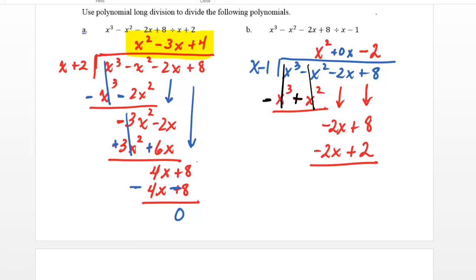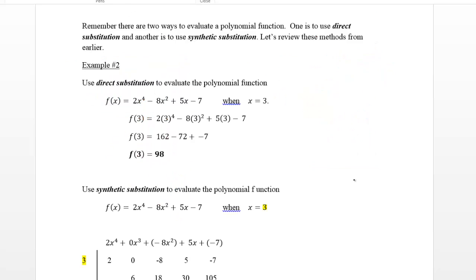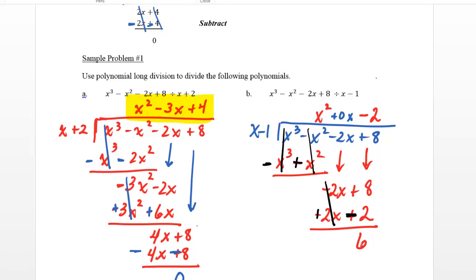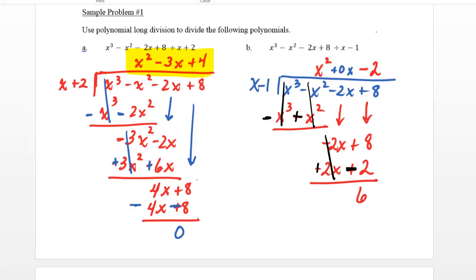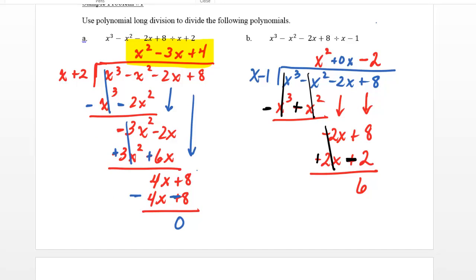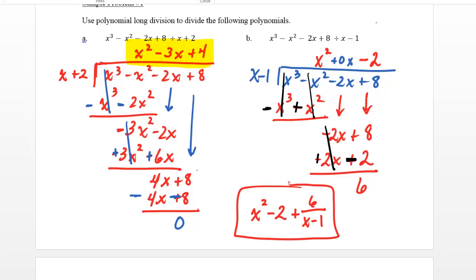Now I'm going to subtract this, so I have to negate everything. And so when I do that, the 2x's cancel out, thus leaving me a 6. Now, this is a remainder of 6, so the way that we write the remainder in polynomial long division is the answer is x squared minus 2, but this is going to be plus 6 over x minus 1, which is what we were originally dividing it by. So this is my final answer with the remainder.